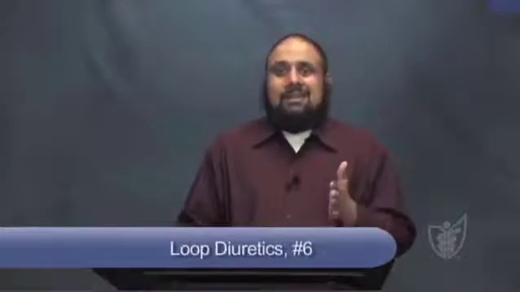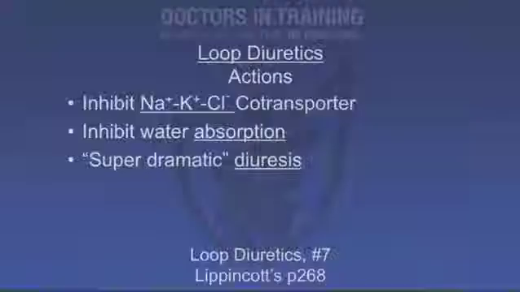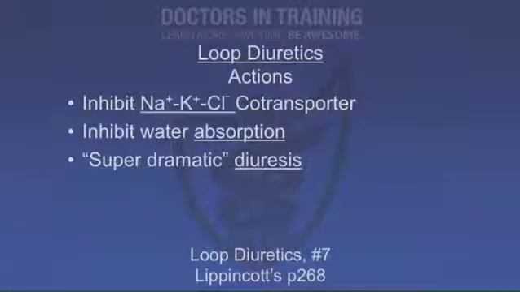Once we enter the ascending loop, and specifically the thick ascending limb of the loop of Henle, we're going to talk about loop diuretics. This is the primary point of action for loop diuretics. Loop diuretics are going to inhibit the sodium, potassium, chloride transporter that we talked about earlier that's in the ascending limb of the loop. Now, once we inhibit this transporter, we're going to leave sodium ions, potassium ions, chloride ions in the filtrate, and again, water tends to follow sodium. So, we're not going to have a lot of the water absorption that would normally occur here.